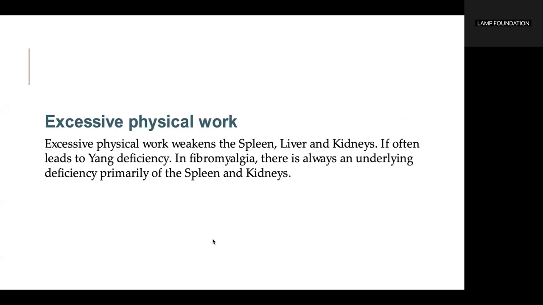Excessive physical work weakens the spleen, liver, and kidneys. It often leads to yang deficiency. In fibromyalgia, there is always an underlying deficiency primarily of the spleen and kidneys.